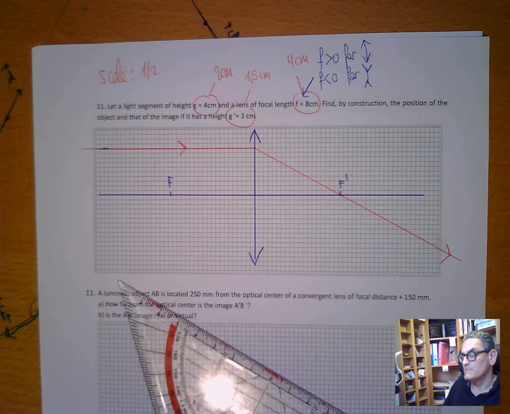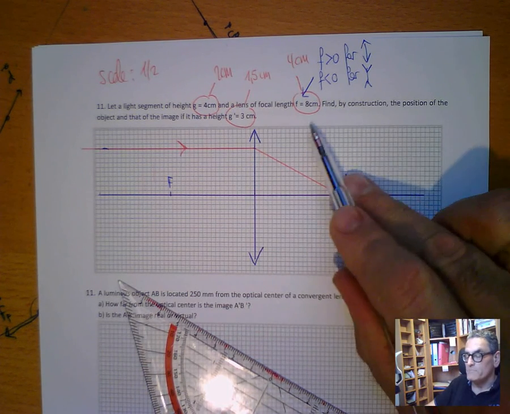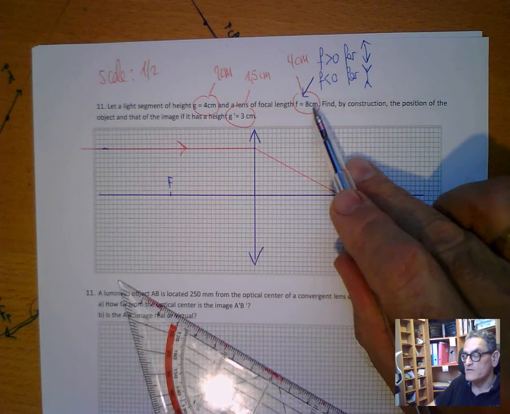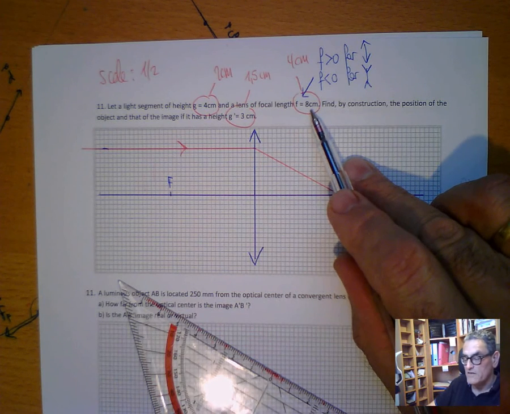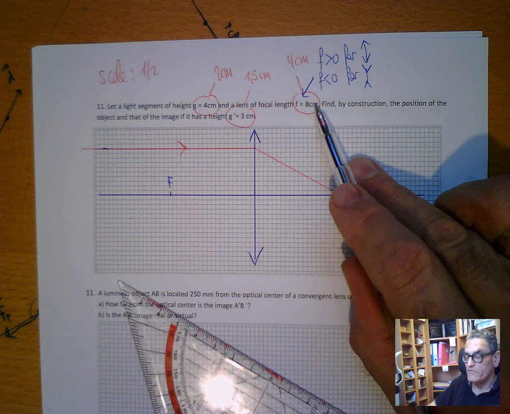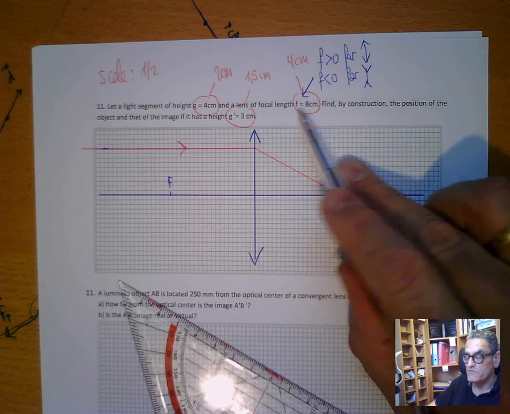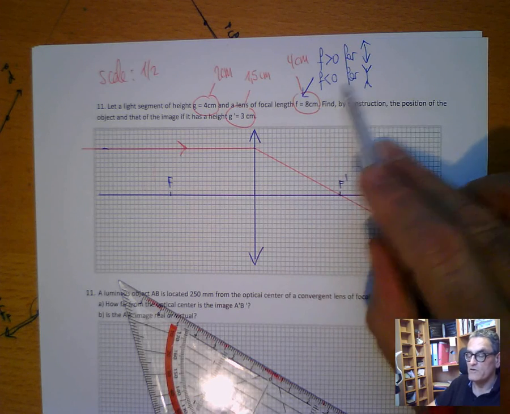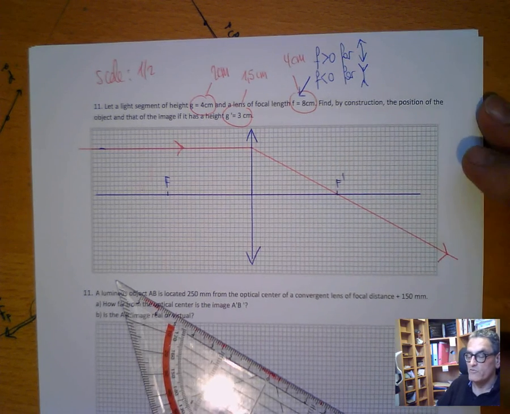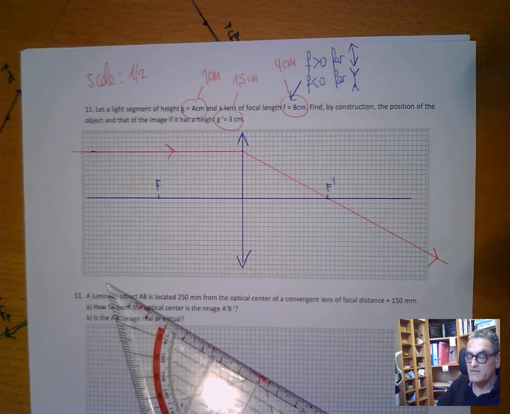Okay. Sir, how do you know it's a convergent lens? Because the focal distance is given as positive, and for convergent lenses the focal distance is positive, for divergent lenses the focal distance is negative. Okay, that's how I know.